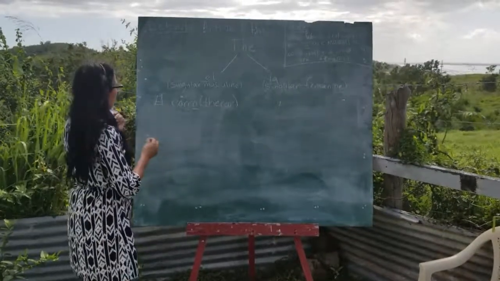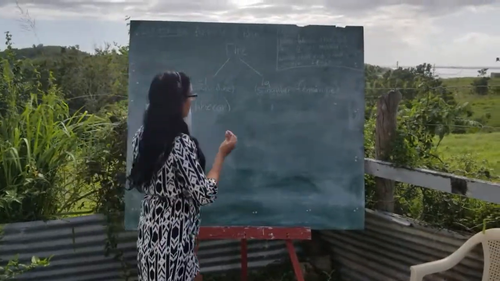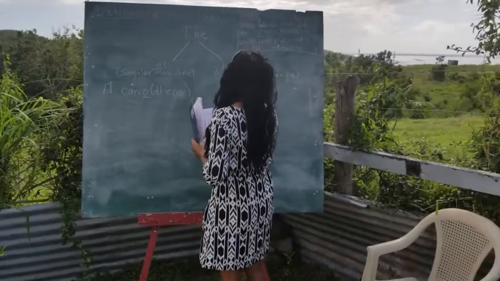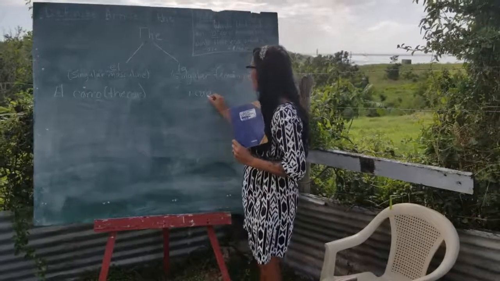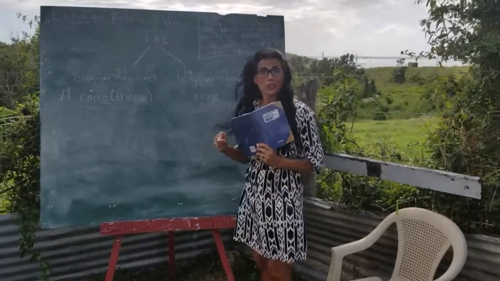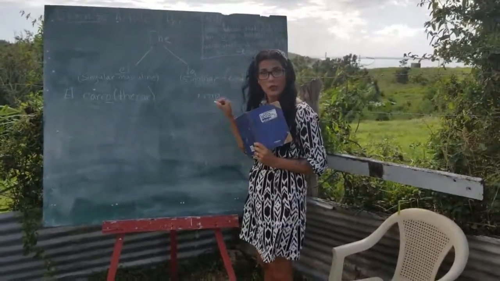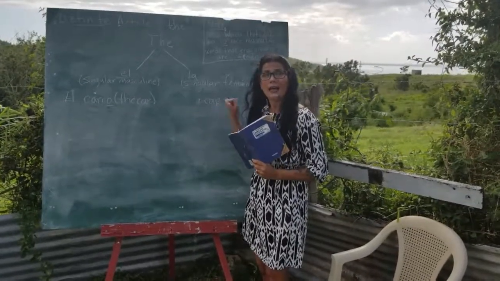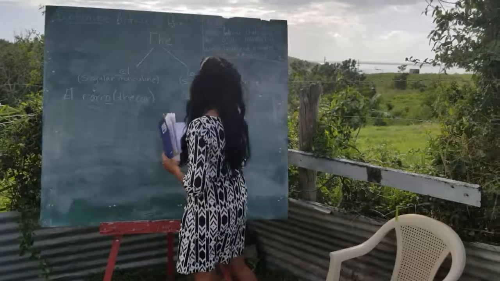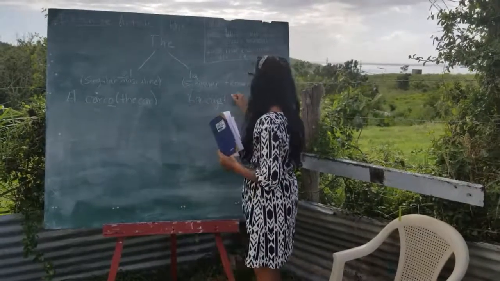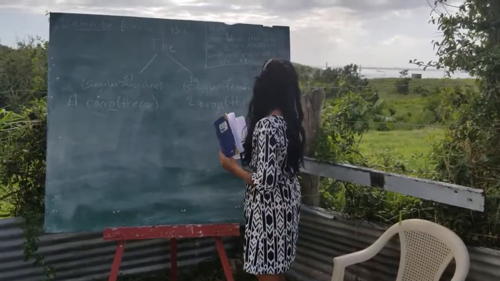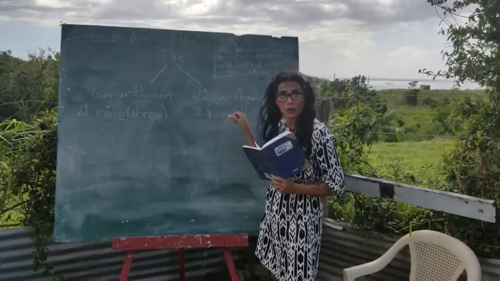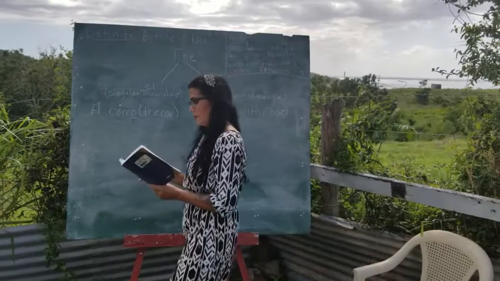Caja. Caja ends in an A, and we learned the rules, even though it has no sex. It ends in an A, therefore it's la caja. La caja is the box. And we looked into this word a few lessons ago.